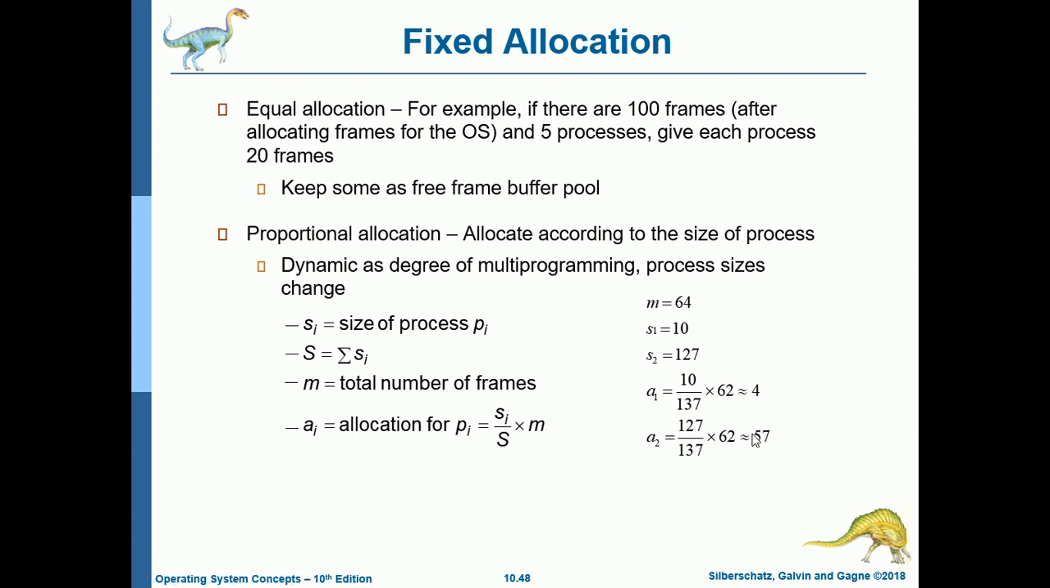Of course, the larger the size of the process, the more frames it will be allocated. Adding 57 plus 4 gives 61, so you can conclude that another frame is kept as a free frame. So that is fixed allocation, equal or proportional, with the formula for proportional allocation.